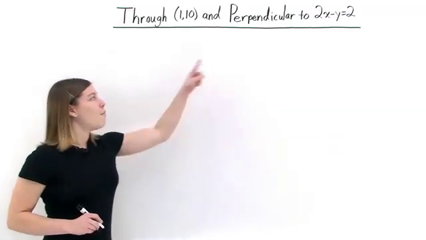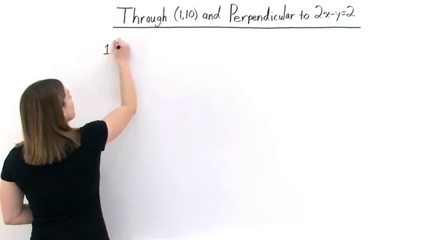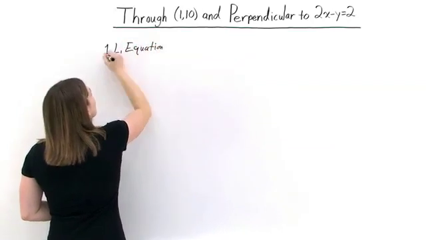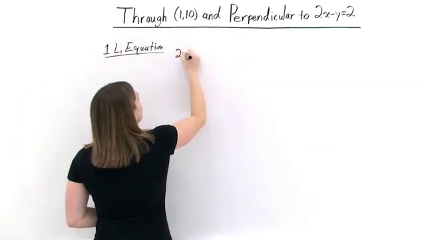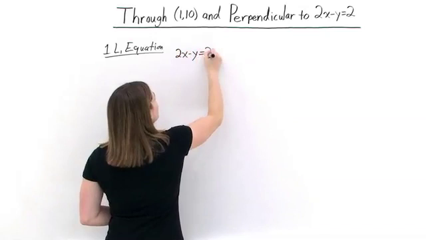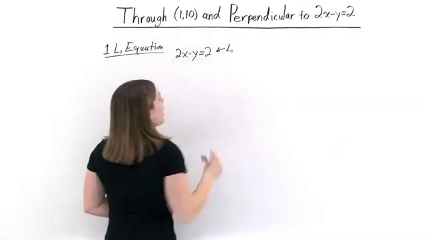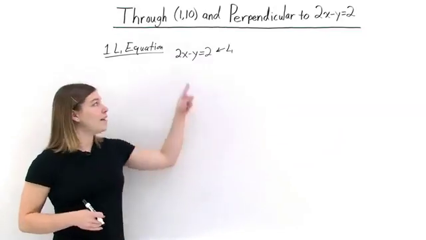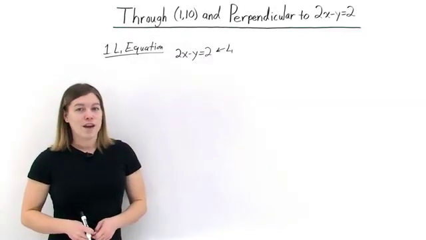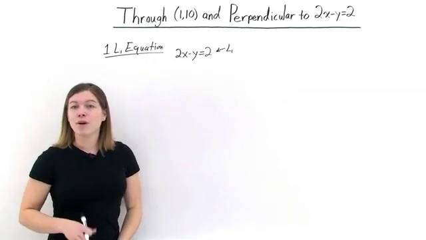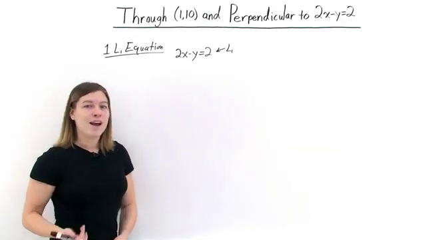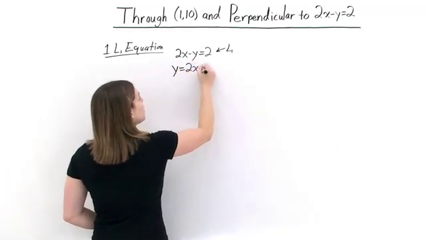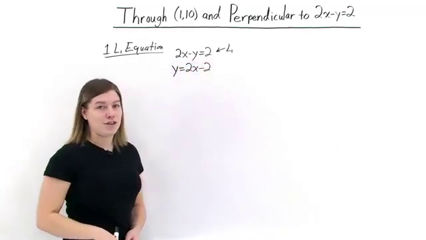So let's start by finding the slope of the line that we were given. The line we were given was 2x - y = 2. Let's call this line 1. Now we want to find the slope of this line because our line is perpendicular to this one. To find the slope of a line, we can put it into slope-intercept form. In other words, we just need to solve this equation for y. When we do, we get that y = 2x - 2.